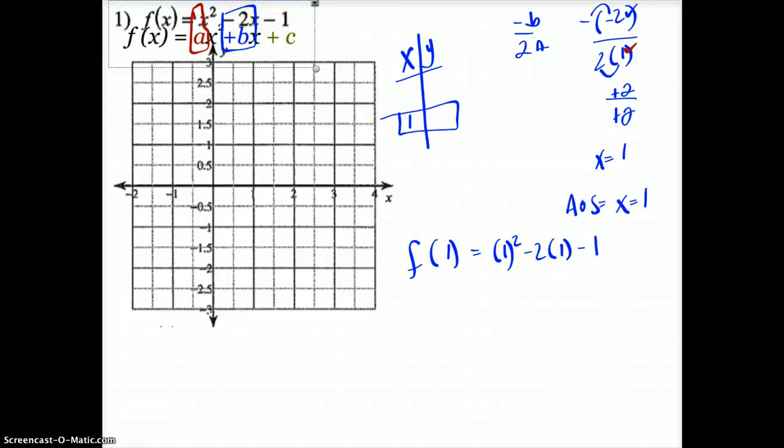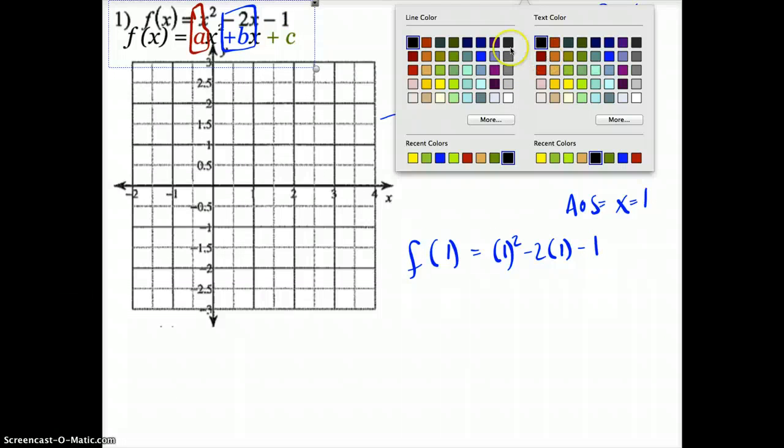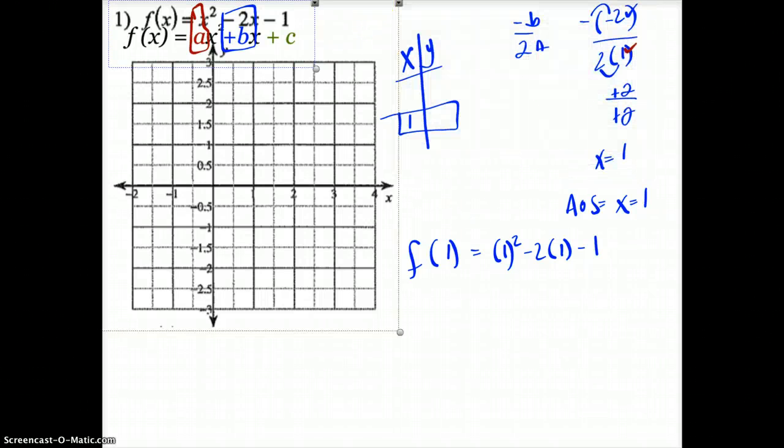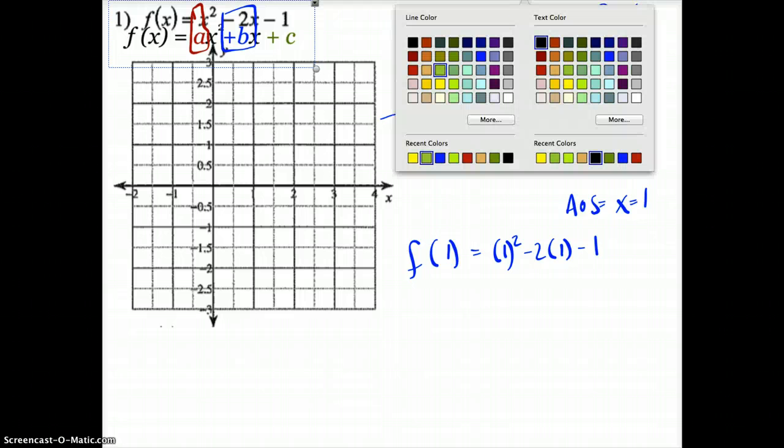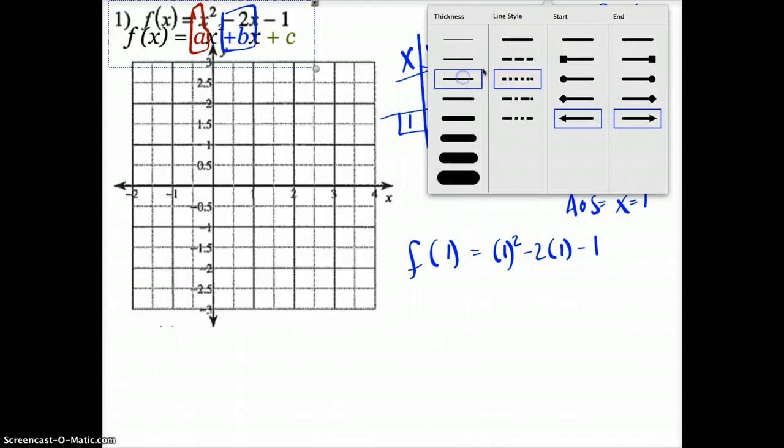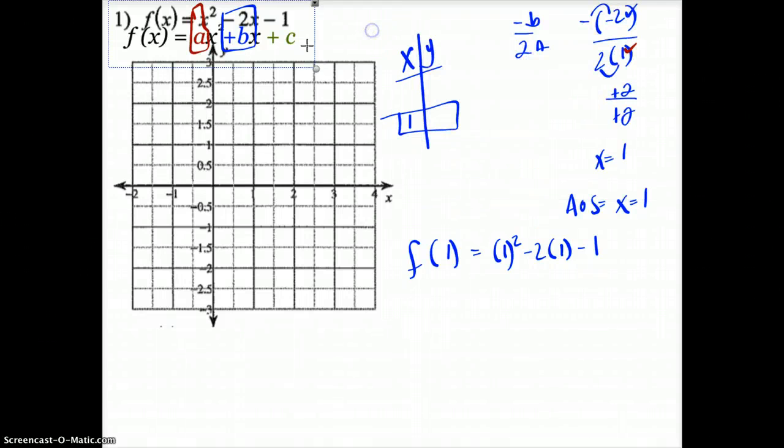Okay, now let me put that line down so we can see where it is. Line color, let's do this one. Okay, so here is that positive 1. That's our axis of symmetry. So x equals 1. All of that to find that first line.